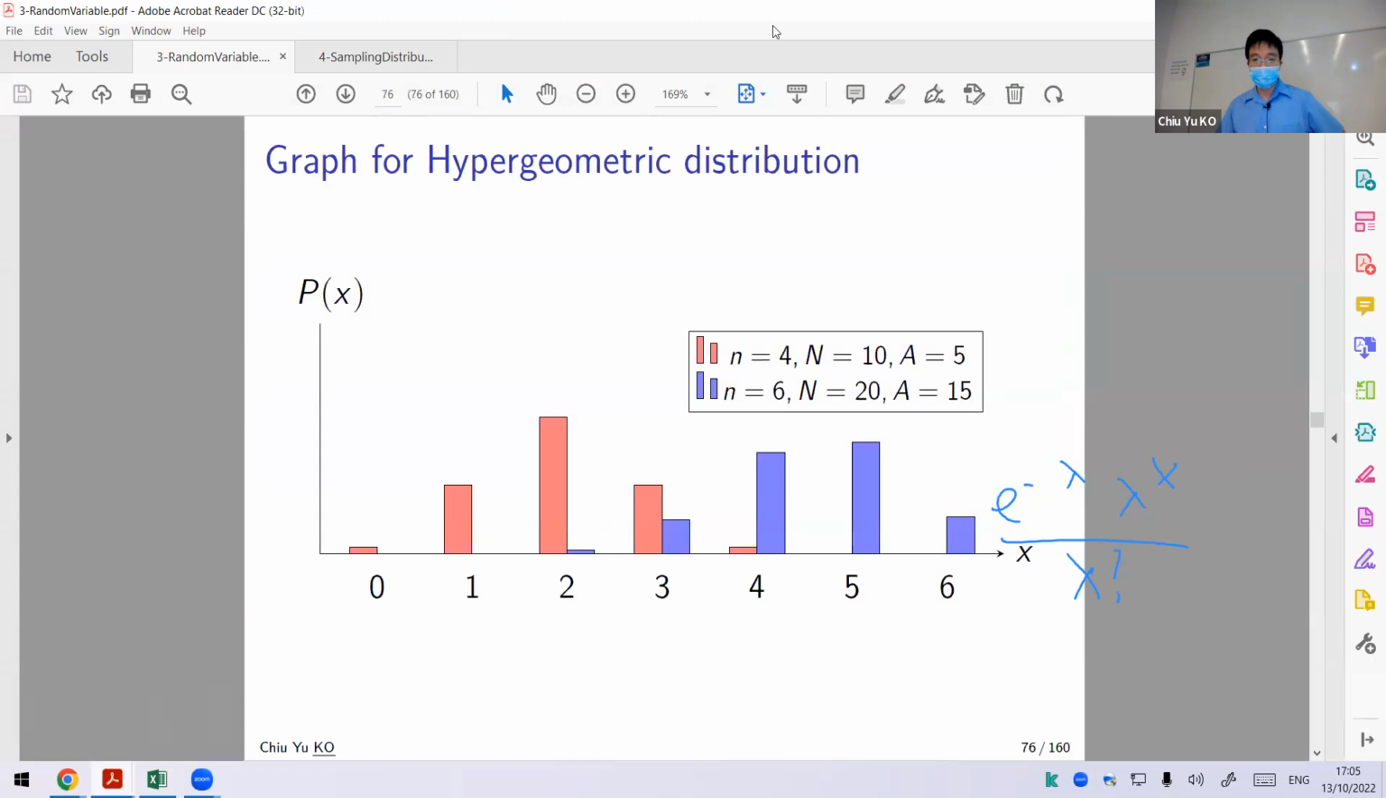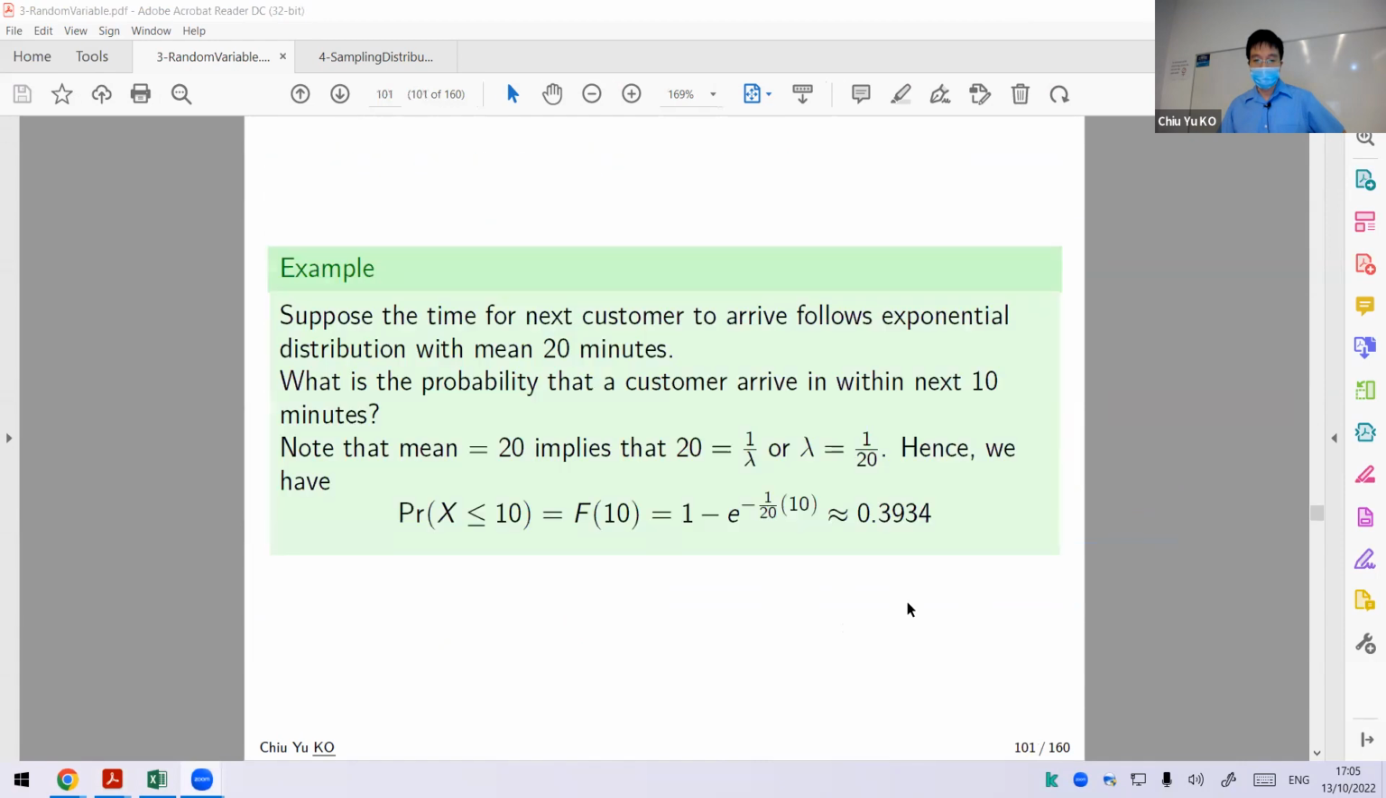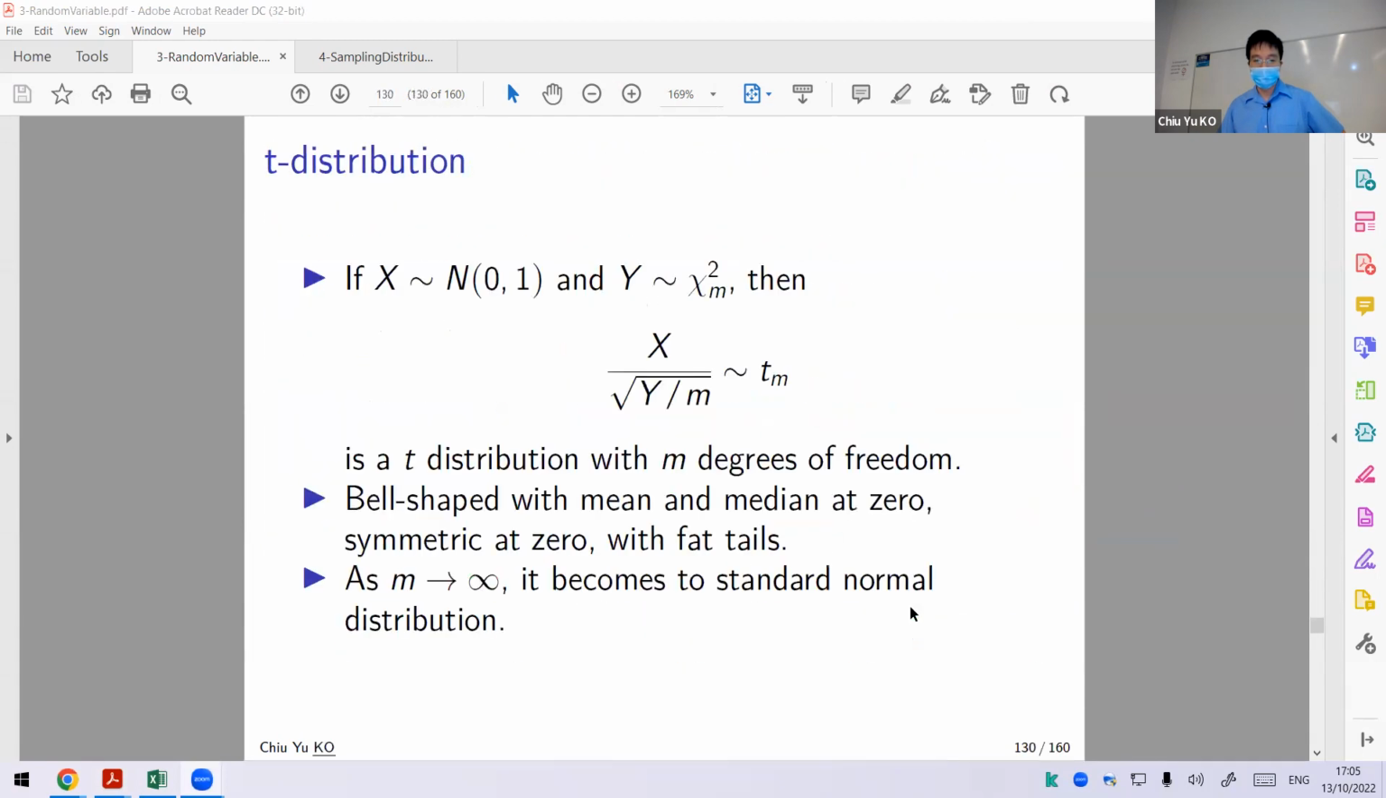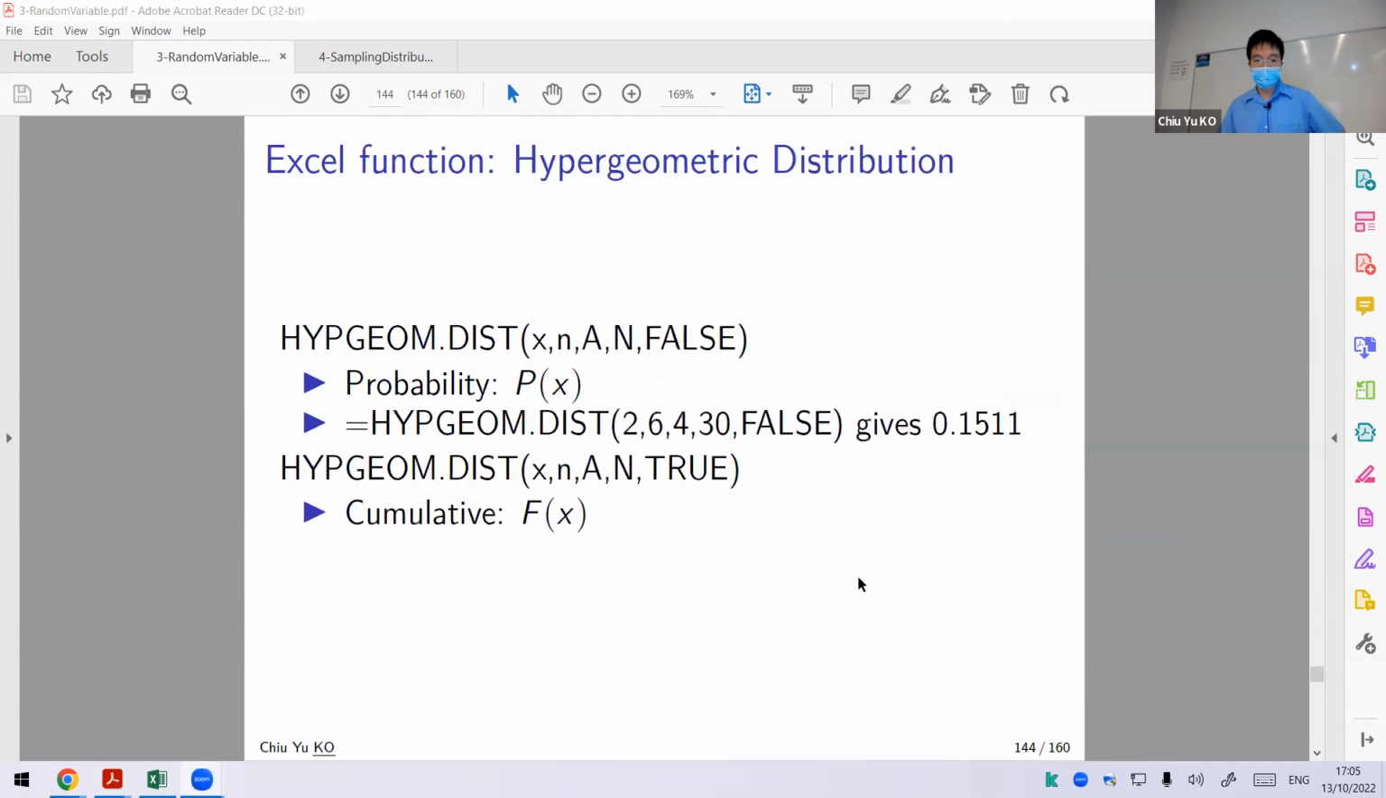So let's try to see hypergeometric. Okay, the formula is followed by x, n, a, N. That's why you see we define x, n, a, N in this context, because of the way Excel is defined. It is different from some of the textbooks, but this is how we define it. So let's actually do this hypergeometric.